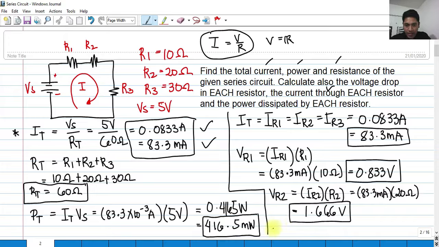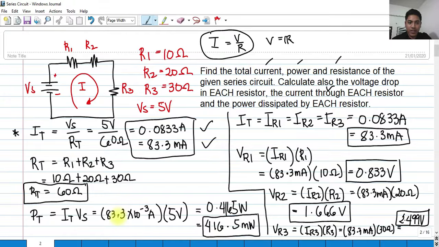Lastly, we can get the voltage drop at resistor 3, with the same formula, IR3 multiplied by R sub 3, and that is 83.3 milliamperes multiplied by 30 ohms. Of course, since it has a higher resistance, its voltage drop is greater than R1 and R2. So that would be 2.499 volts, or approximately 2.5.